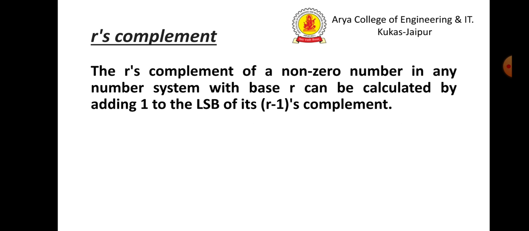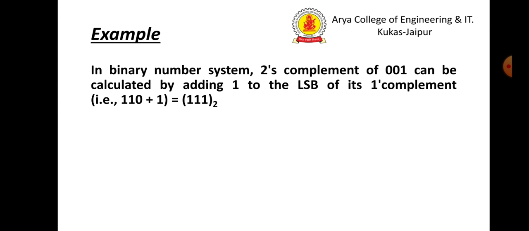Now the r's complement. The r's complement of a non-zero number in any number system with base r can be calculated by adding 1 to the least significant bit of its r minus 1 complement. It is clear here that to calculate the r's complement, we first have to calculate the r minus 1 complement. So let us see the example. Here is the number 001, and in the binary number system, the 2's complement of 001 can be calculated by adding 1 to the LSB of the 1's complement. So 110 plus 1 is equal to 111.